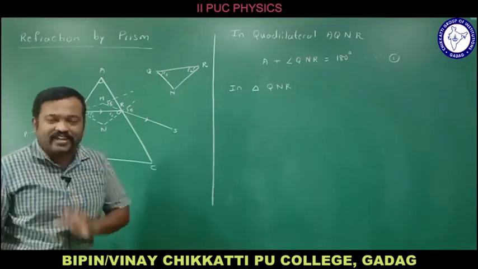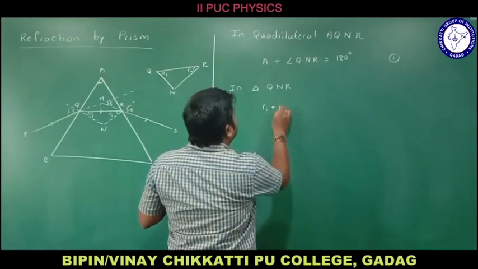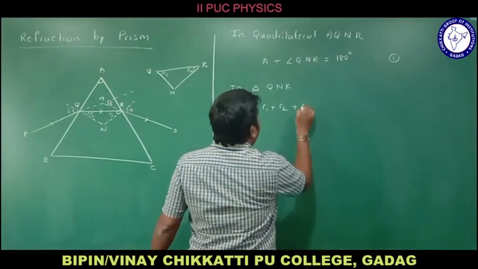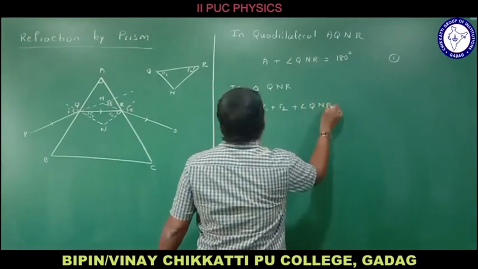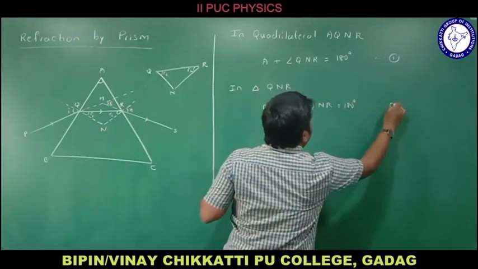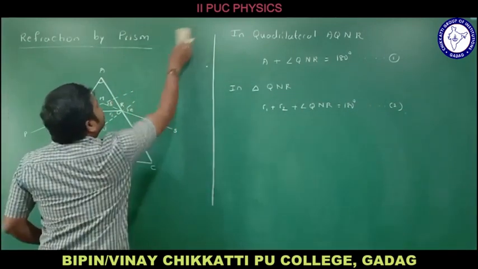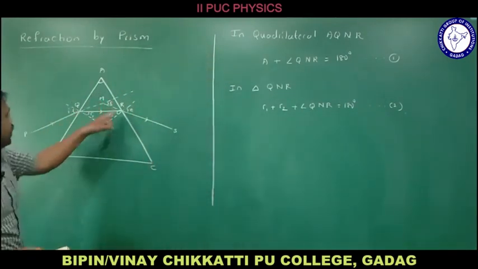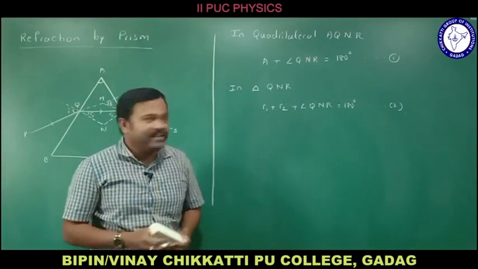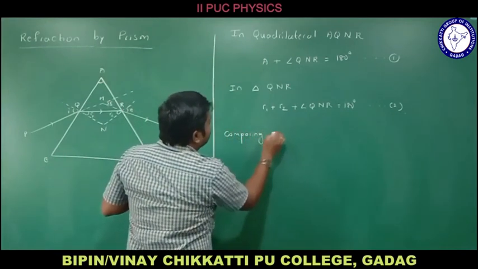180 degrees. Shall I use that concept here? That is R1 plus R2 plus angle QNR, which is this angle, is equal to 180 degrees. Let me take it as equation number 2, right? So this is the triangle which I have considered, QNR, and R1 plus R2 plus QNR is equal to 180 degrees. Now we shall compare these two equations.